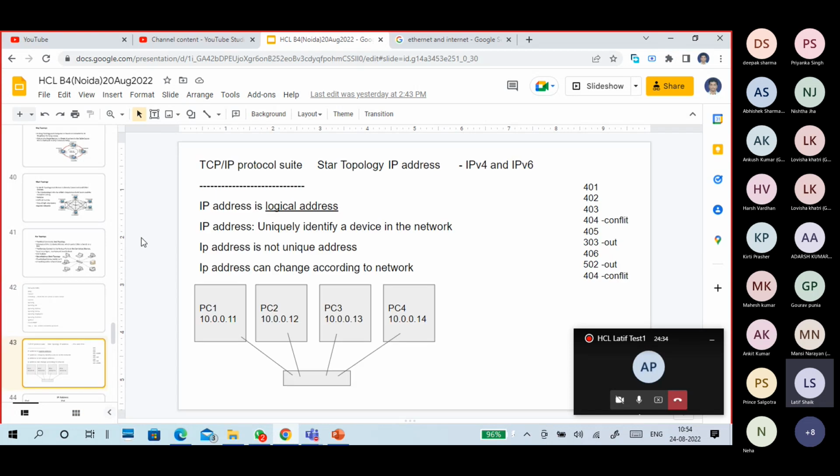Yesterday we discussed an IP address. What is an IP address? It is a logical address that uniquely identifies a device in the network. You have devices in the network, and you want to identify each device uniquely. So then we use an IP address.